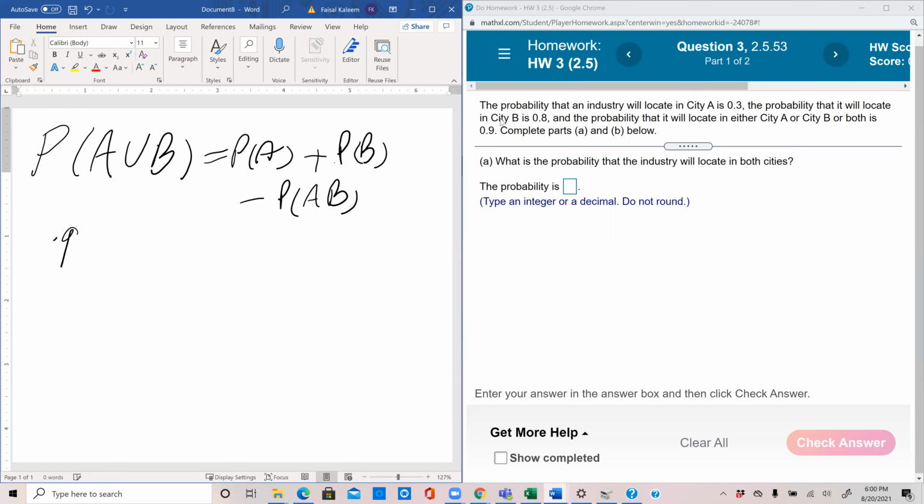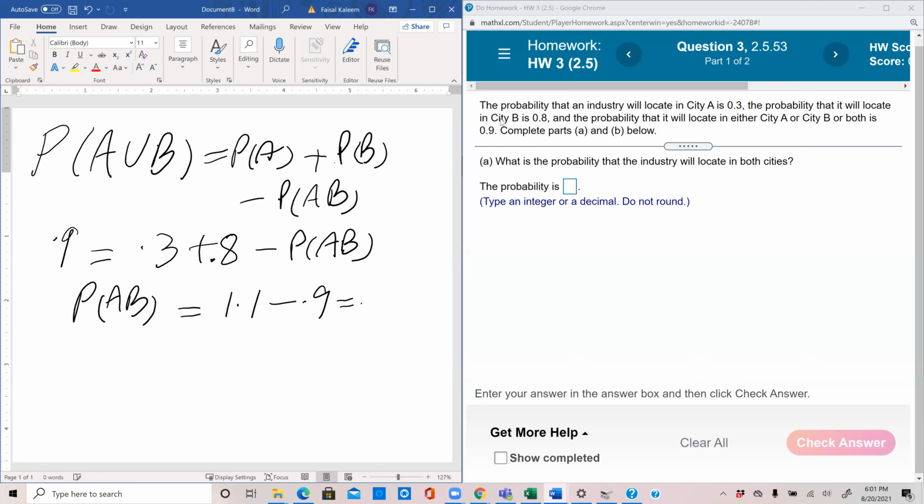So 0.9 equals P(A) is 0.3, P(B) is 0.8, and P(A ∩ B) is to be found. If you bring that on the left side, 0.3 plus 0.8 is 1.1, and then subtract 0.9, so that's 0.2.